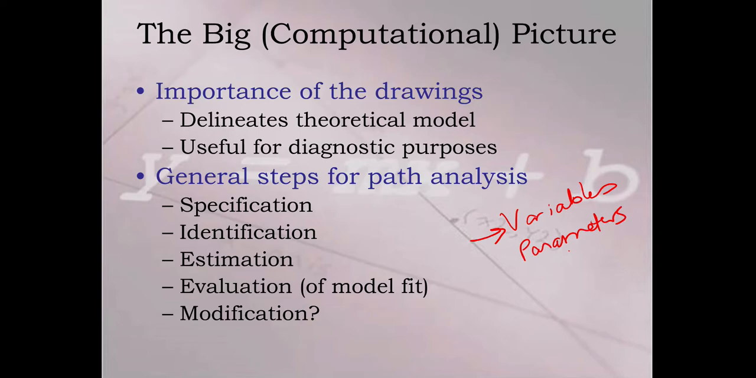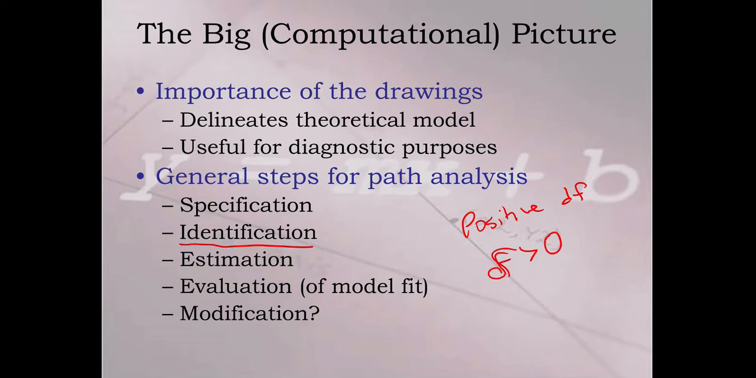In general, the steps that you take when you conduct a path analysis are, you start, as we talked about last time, by specifying a model. And in R, the specification is done by actually writing out those regression equations. The next thing you want to do is make sure your model is identified. And identification is referring to the degrees of freedom in your model. You want to have positive degrees of freedom, so DF greater than 0.